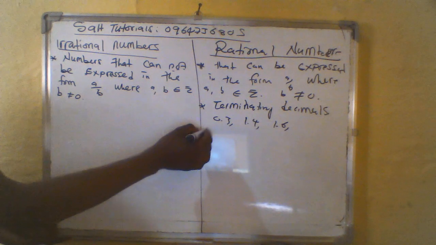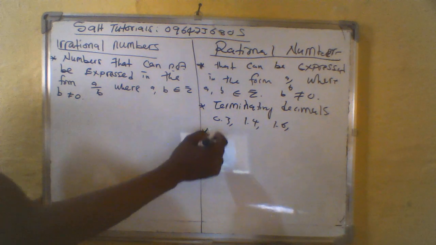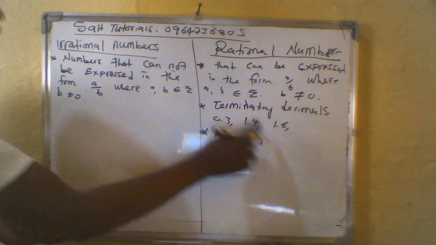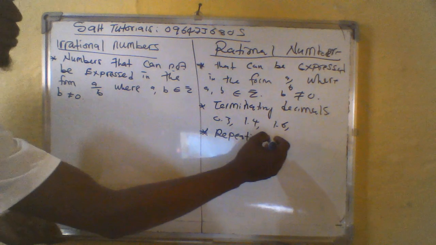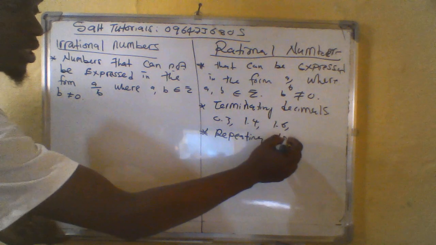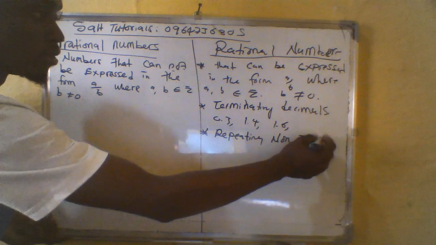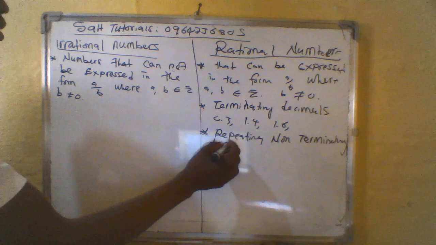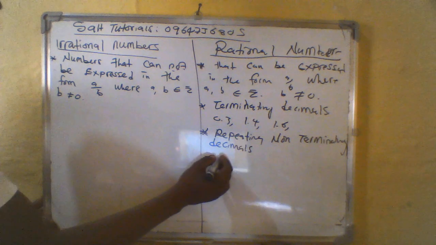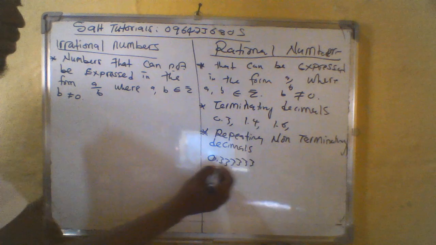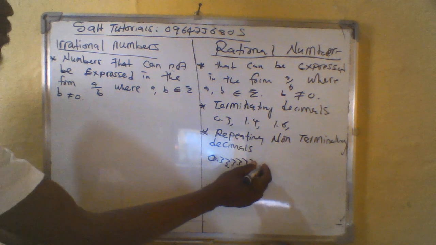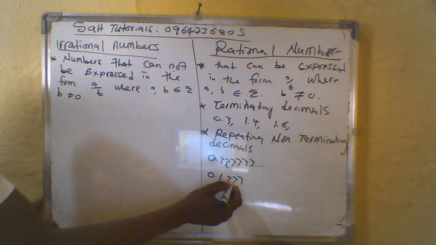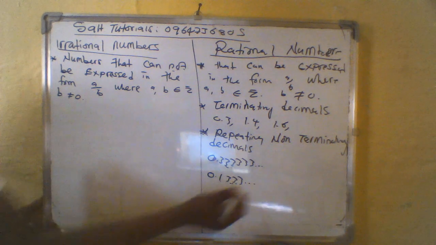Or we simply mentioned if they are not terminating, then they should be repeating. So we said the characteristic can be terminating decimals or repeating non-terminating decimals. For example, 0.33333, the decimal is repeating but not terminating. Or maybe 0.13333, the decimal is repeating but not terminating.